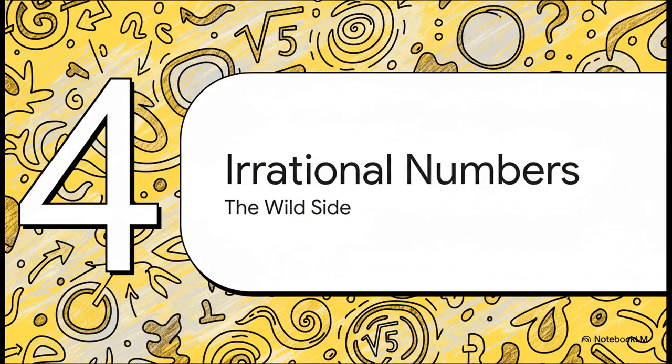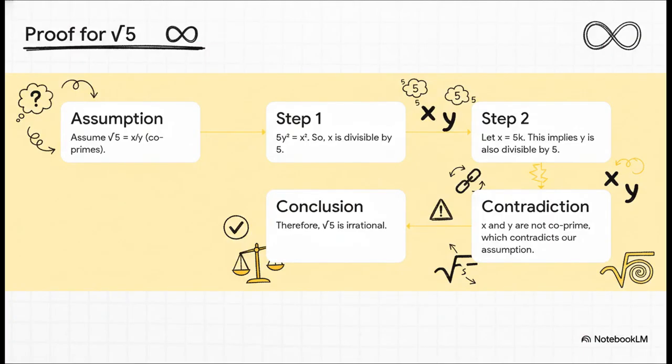Okay, let's step away from the nice, orderly world of integers for a minute and jump back into the wild side of the number family, the irrationals. How do we even prove a number like the square root of 5 is irrational? We use this really clever technique called proof by contradiction. Basically, to prove something is true, we start by assuming it's false, and then we see if that leads us to some kind of impossible conclusion.